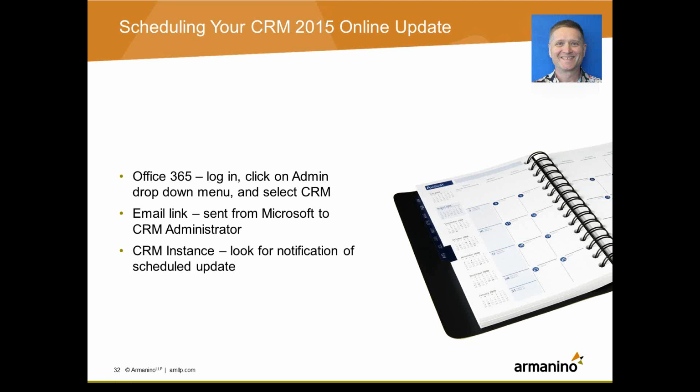Scheduling. There are 3 ways to do this, and this applies only if you're an online customer. If you're on-prem, obviously, you schedule it yourself. You download the necessary components and do the upgrade whenever you want to. If you're online, you can either log into your Office 365, go to the admin drop-down menu and pick CRM. You'll see everything there. There will also be a message sent automatically, at least one, probably several, from Microsoft to your CRM admin on record, and there'll be a link in that you can click through.